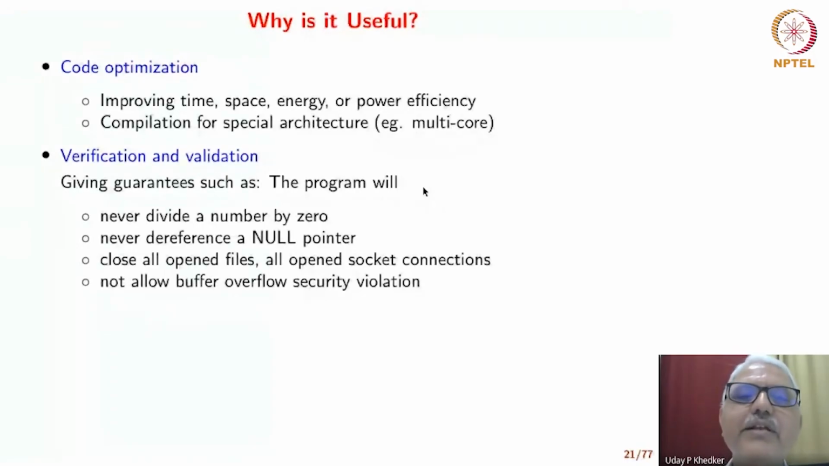For example, it can be used for giving guarantees such as: the program will never divide a number by 0, there is no zero divide exception; the program will never dereference a null pointer; the program will close all opened files and all open socket connections; and the program will not allow buffer overflow security violations. These are some examples. There can be many more such requirements of verification and validation.